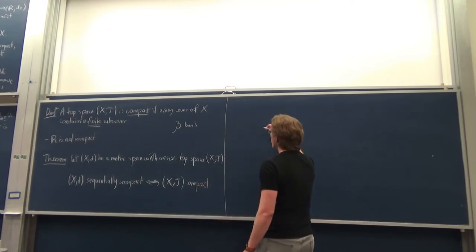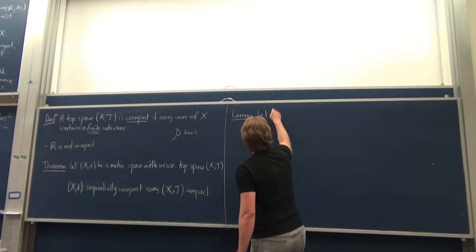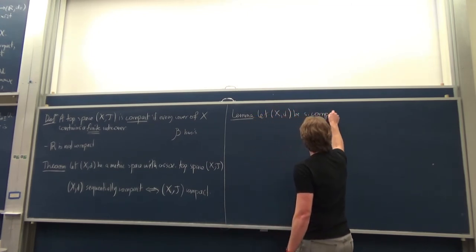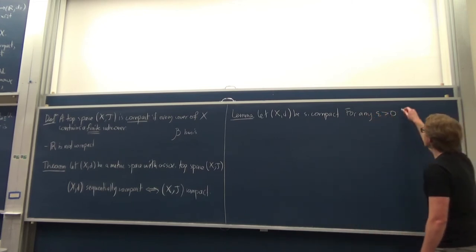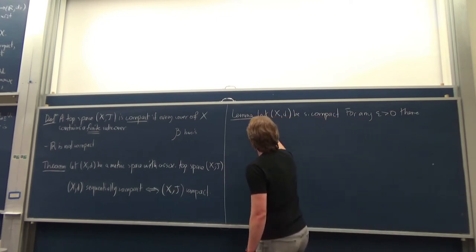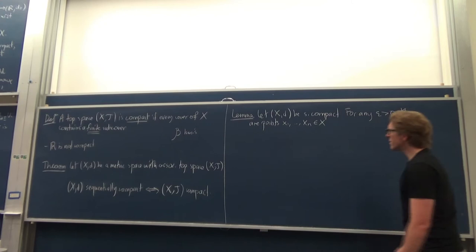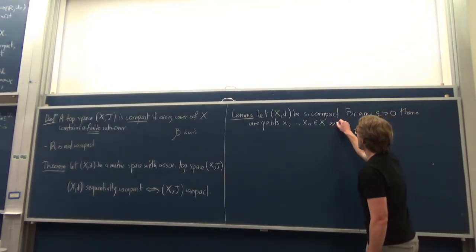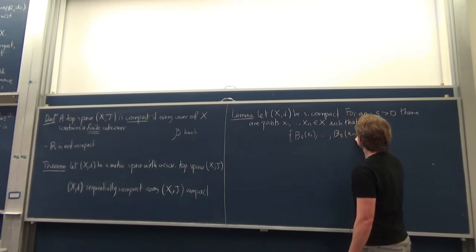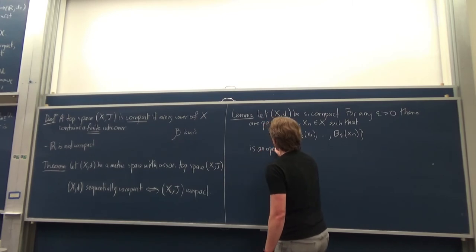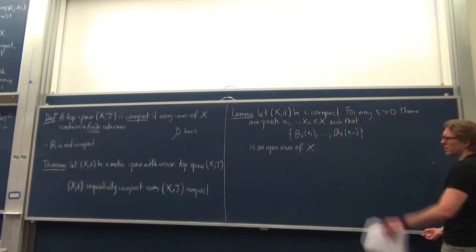The proof will fall fairly quickly out of the following lemma. Let X, d be a sequentially compact metric space. Fix a positive real number epsilon. I claim that I can find some finite list of points, the number of them may depend on epsilon, such that if I take the open balls of that fixed radius at all those points, these sets form a cover of the associated topological space.